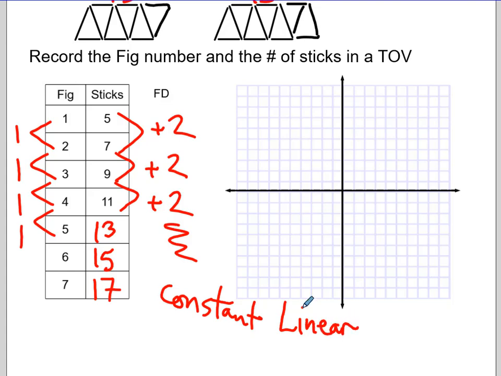Okay, so even if I just plotted a couple of these really quickly, 1, 5, dot 2, 7, and then 3, 9, I can see those 3 are lining up really nicely, and I'm going to have a nice linear relationship that looks something like that.